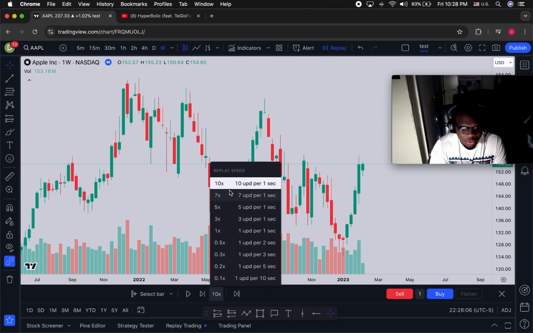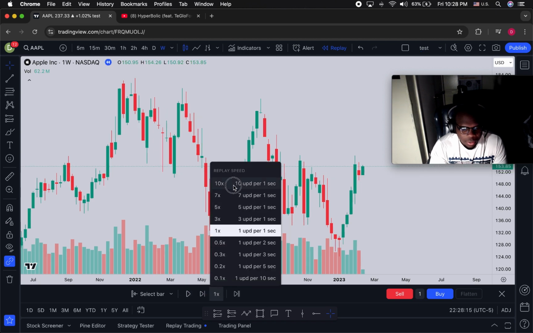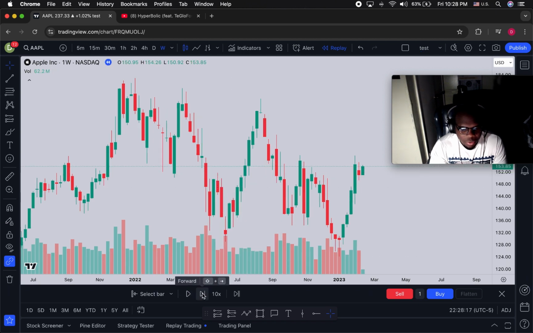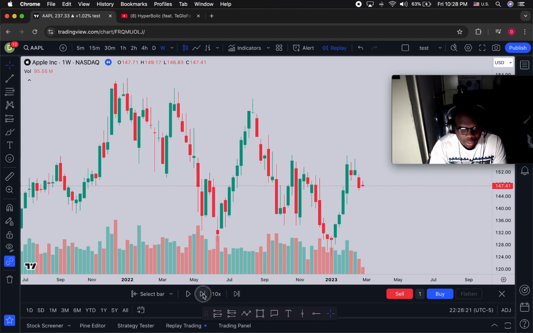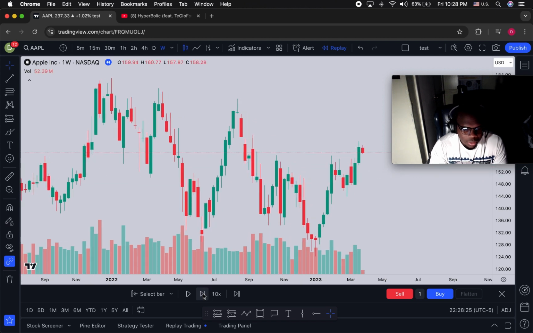There's a speed control here, so I have it on 10. You can put it on 1 and it'll go a little slower. Boom, boom, boom. That's how it's creating everything. Or you could just do candle by candle by pressing the forward. You can just do it yourself. Click, click, click. So this is useful for testing out strategies.